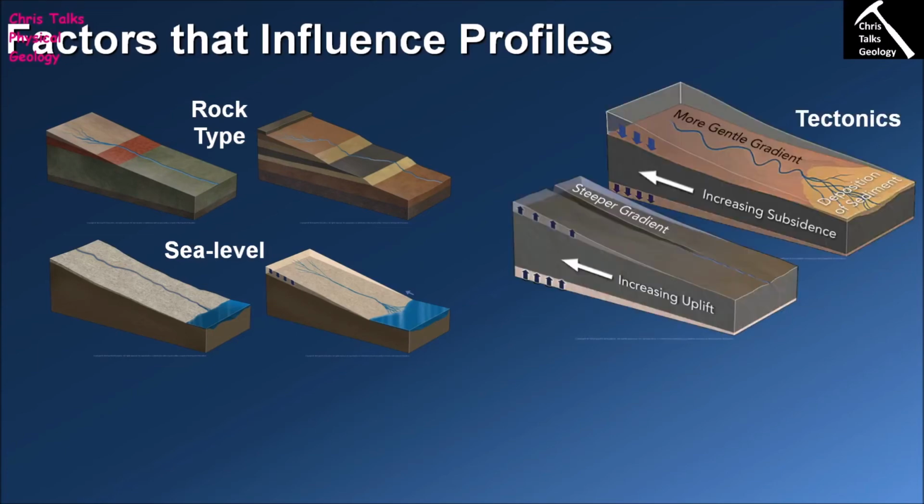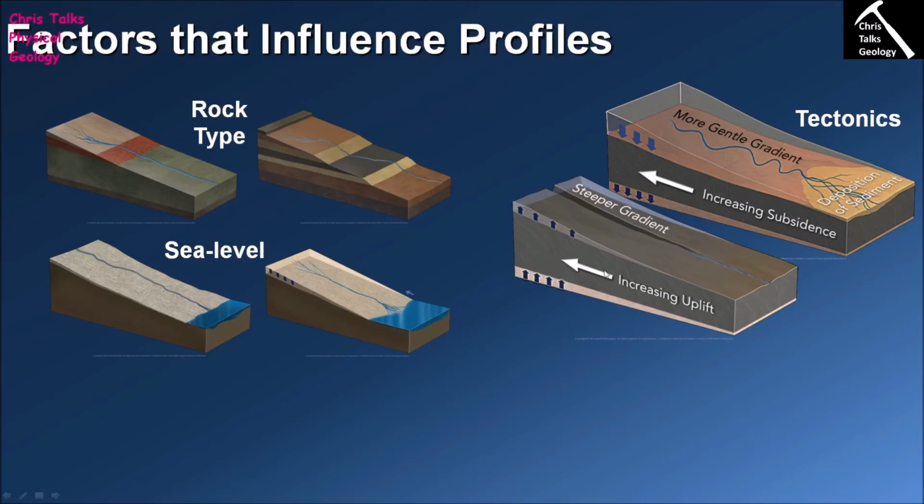Now, the next factor that's going to affect the profile of the river is going to be tectonics. More accurately, whether the ground is being pushed up or whether it's subsiding. Now, in the event that the ground is uplifted, so pushed up due to tectonic forces, what's going to happen?